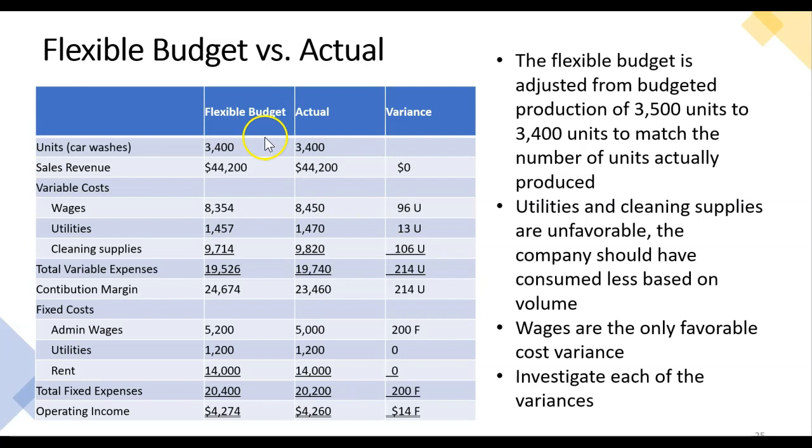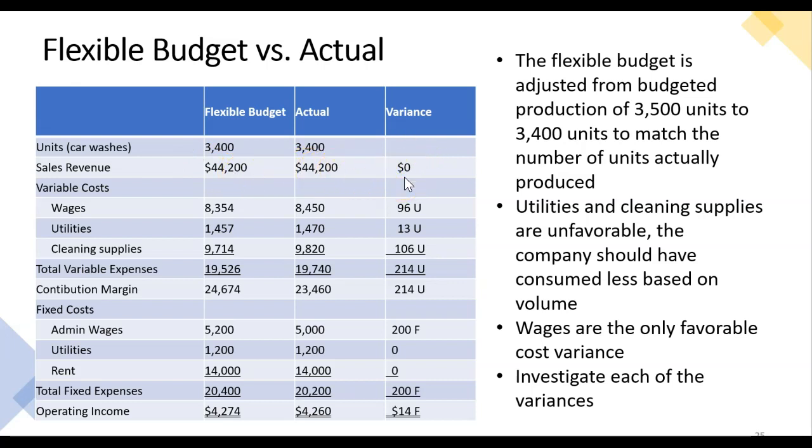So we compare our flexible budget to our actuals. We can see that our variances do look quite a bit different. Let's start with revenue. We actually sold 3,400 car washes. Our flexible budget was set for 3,400 car washes. We sold those for $13 each, so there actually is not a variance.